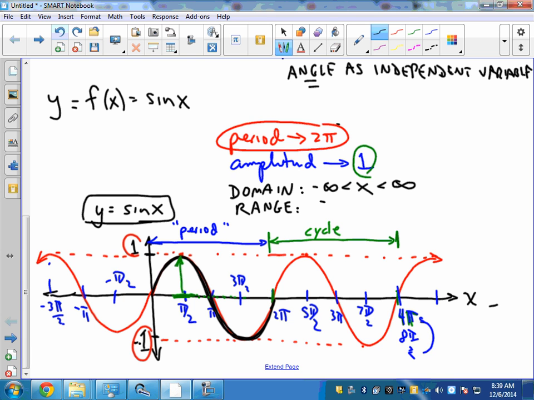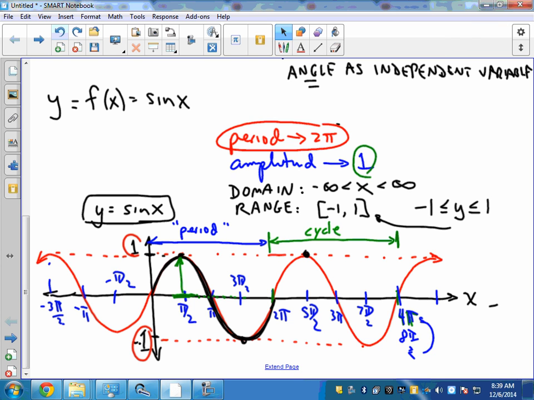The range, on the other hand, the y values are stuck between -1 and 1. So we can just note that the y value is going to be greater than or equal to -1, less than or equal to 1. Notice that we have the closed interval here for the brackets. We actually do have points that have a y coordinate of 1 or -1.